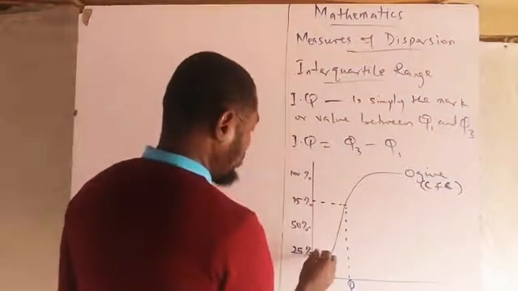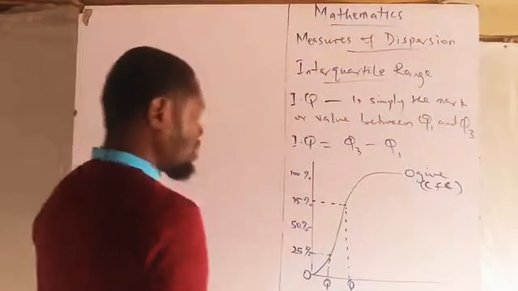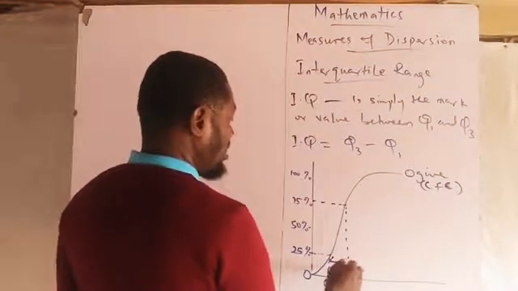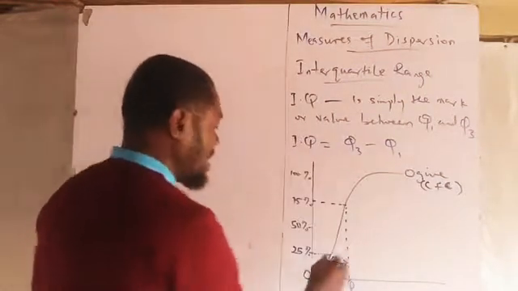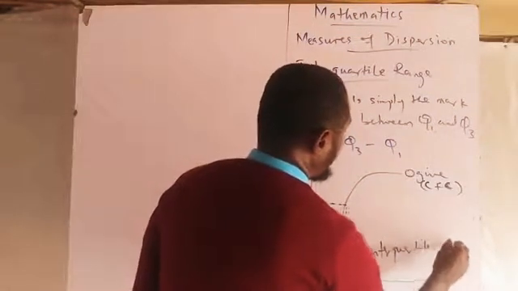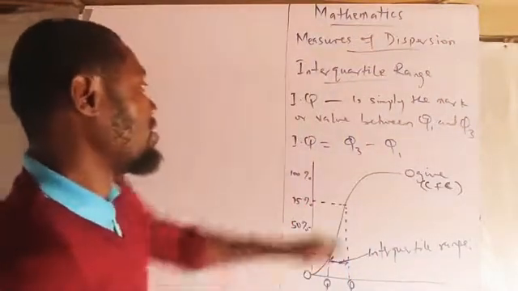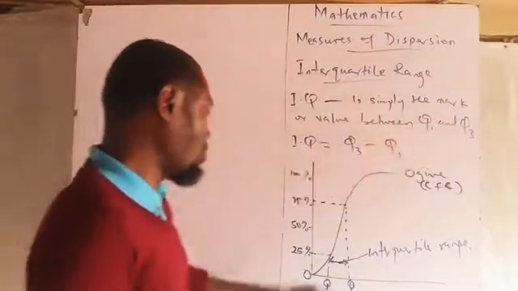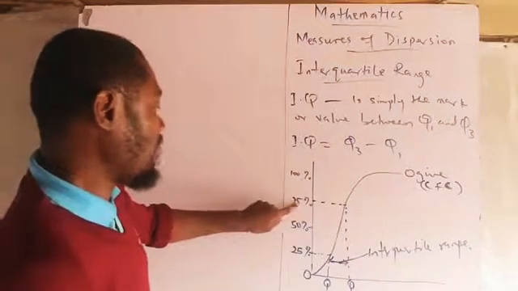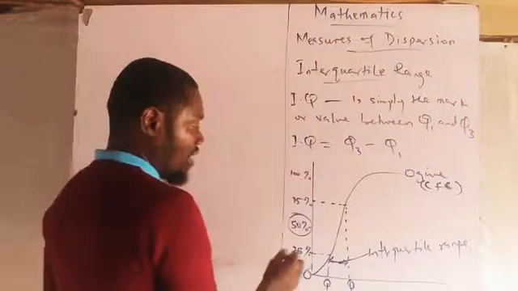And here is my Q1. The distance from here to here, the difference from here to here, is what is called the interquartile range. As I said, it is simply the mark or value between Q1 and Q3. Here we have our upper value. Of course, you know that this will be our median value from the graph that we have here.